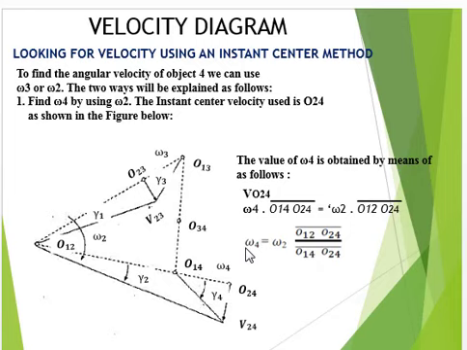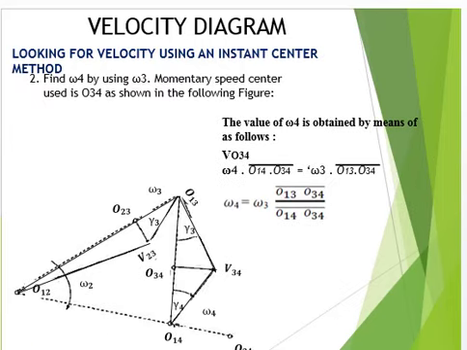Omega 4, or the angular velocity of link 4, is equal to omega 2, the angular velocity of link 2, multiplied by the radius O12 O24, divided by the radius O14 O24. Now we can find the value of the angular velocity omega 4, or the angular velocity of link 4.